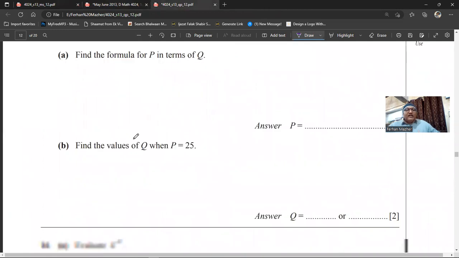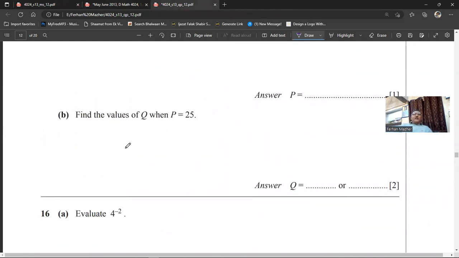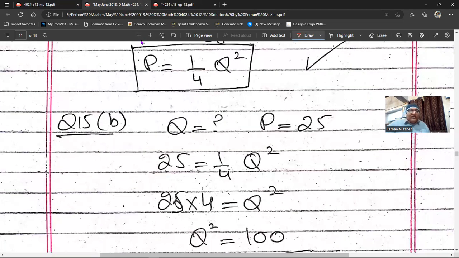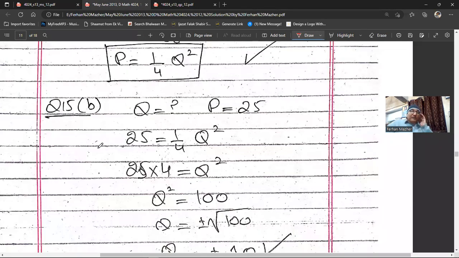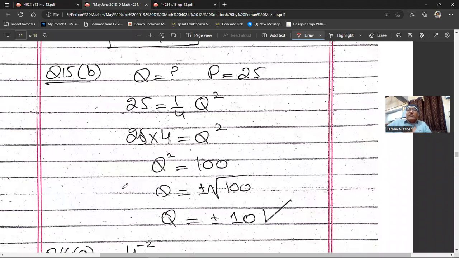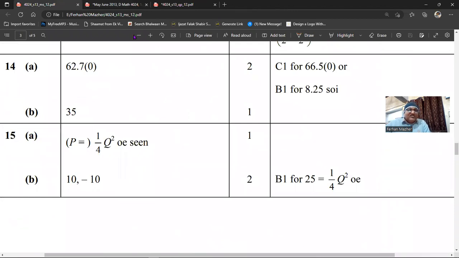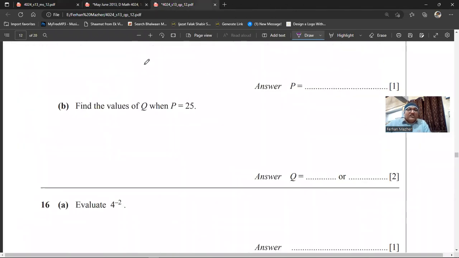Question number 15A part. Then question number 15B part, he says evaluate Q when the P is 25. So here we have the formula P is equals to 1 by 4 Q square. So the P is 25. So 25 equals to 1 by 4 Q square. This 4 will go on the other side. It will multiply there. So Q square will be equals to 100. Take the square root on both the sides. So you will have Q equals to the square root of the 100. So that Q will be plus minus 10. Plus minus 10 is the answer, sir. Okay, so that is right. Okay, so we are going to the next question.